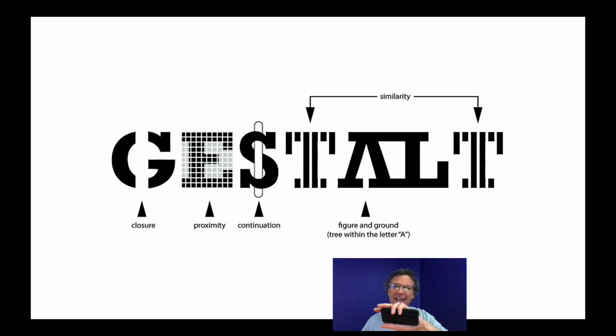So how does the brain do that? How does it figure out figure to ground? Well, the notion is it uses grouping to do that, and it uses grouping to make other assumptions. What parts of things go together. So that's really what the Gestalt people are trying to pick apart, these principles that the brain uses. You can read a little bit more about those in the textbook.